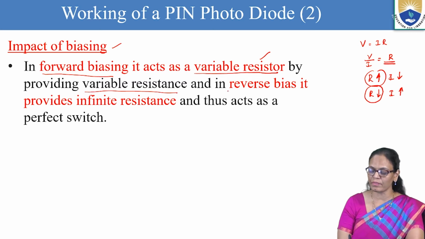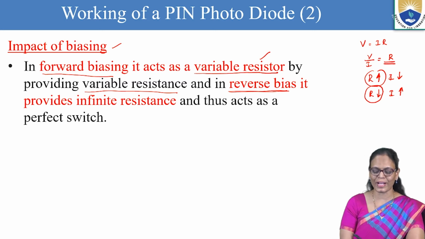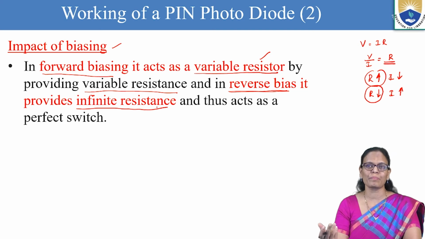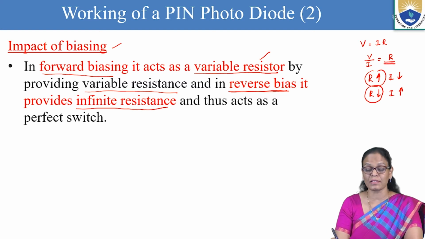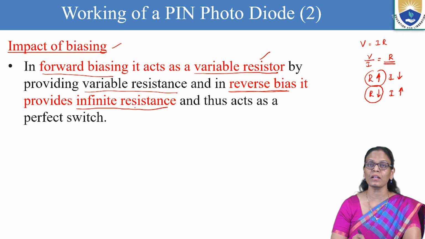And when it is in reverse bias, it is acting as a switch. Switch means on and off. It provides infinite resistance. Infinite resistance means there will be no current flowing, so it may be in the off condition. So in forward biasing, it acts as a variable resistor. That is the advantage of a PIN diode. And when connected in reverse bias, it is acting as a switch providing infinite resistance.